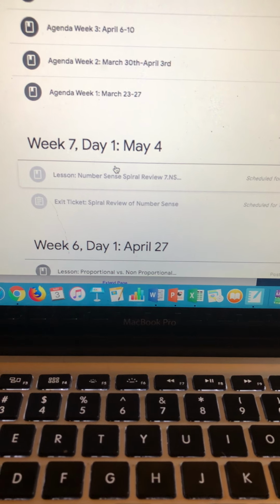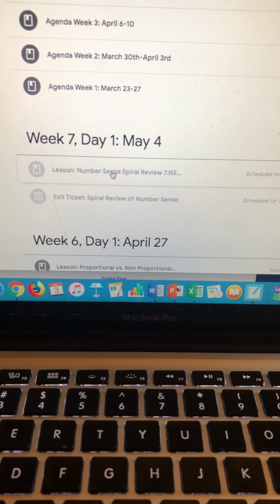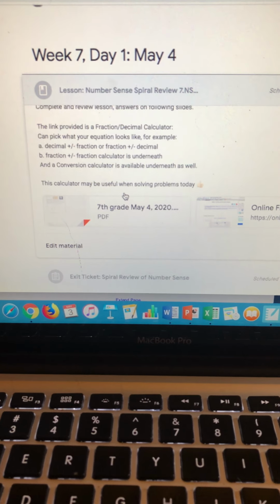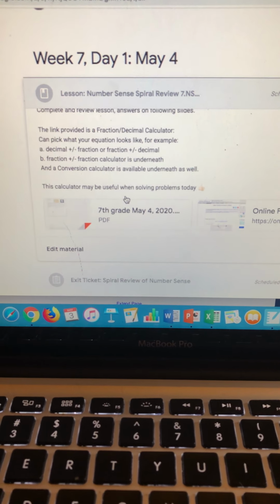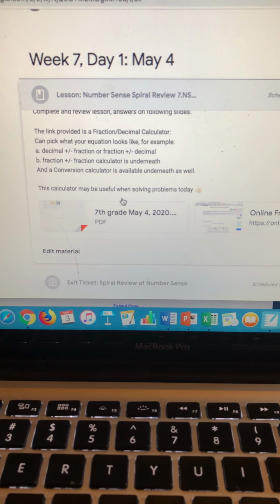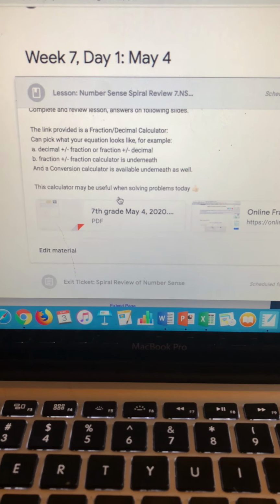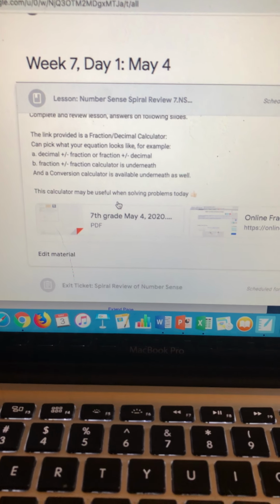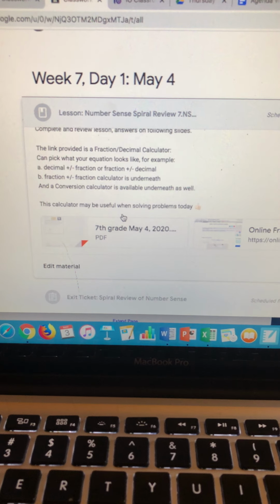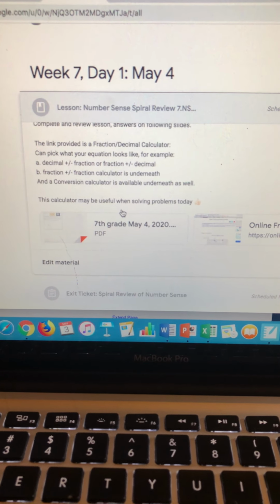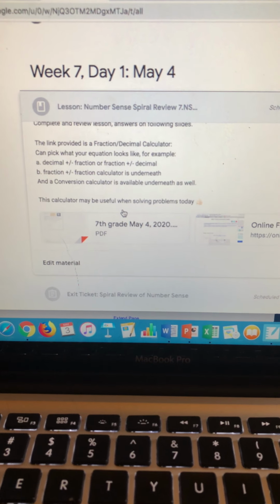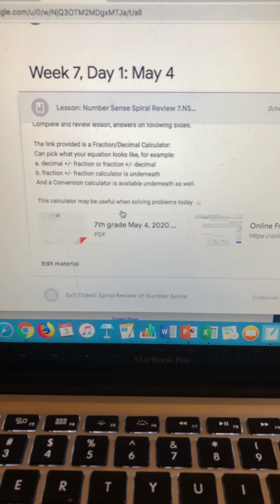I'm going to scroll down. You'll see that we have week 7, day 1, May 4th. Our lessons for this week are a spiral review based on 2 questions that we noticed a number of you struggled with on the benchmark that we gave on Monday of spring break. I just wanted to go over these 2 questions, and all the 7th grade teachers are doing this with their classes to make sure that you better understand these 2 particular questions.